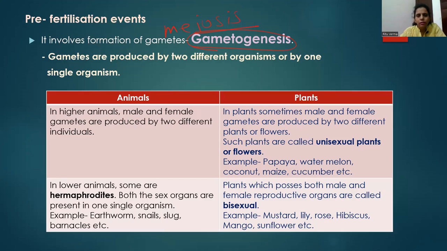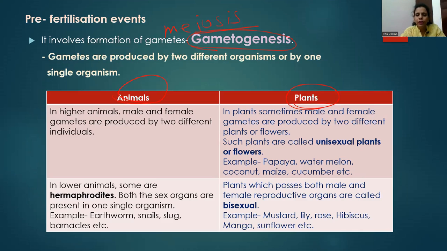But as I've told you in the previous slide, sometimes gametes are produced by 2 different organisms, meaning male and female gametes are produced by 2 different organisms, or sometimes they are produced by 1 single organism. In case of both animals as well as plants, in higher animals or higher plants, male and female organisms are clearly distinct. So in higher animals, male and female gametes are produced by 2 different organisms. Male gamete is produced by male, and female gamete, that is ovum, is produced by a female.